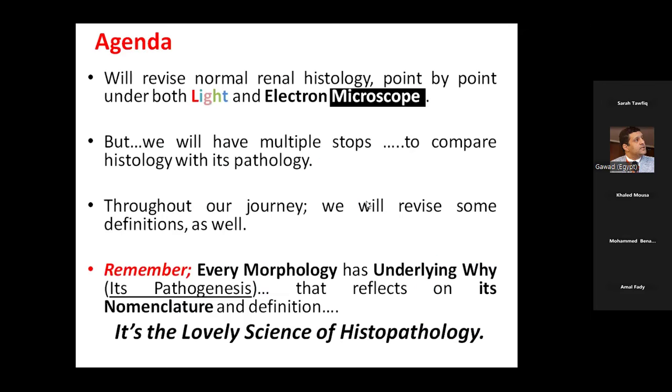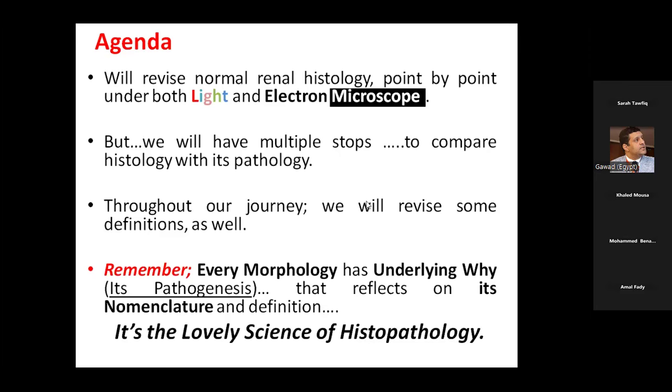Our agenda will include a revision of normal renal histology, point by point, under both light and electron microscope. Every colored picture is for light microscopic examination, and every black and white picture is for electron microscopic examination. The color is for light, and the black and white is for EM.